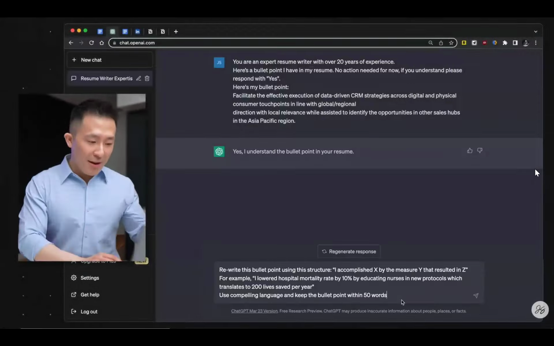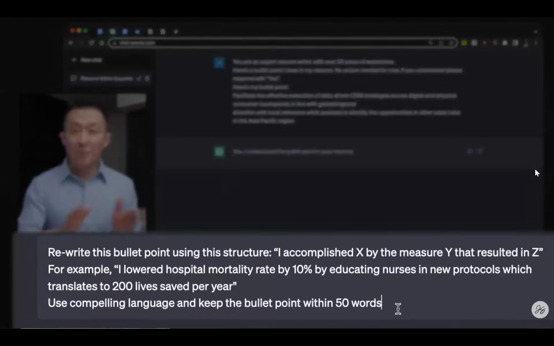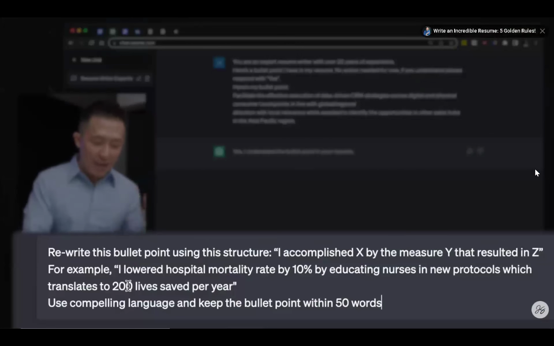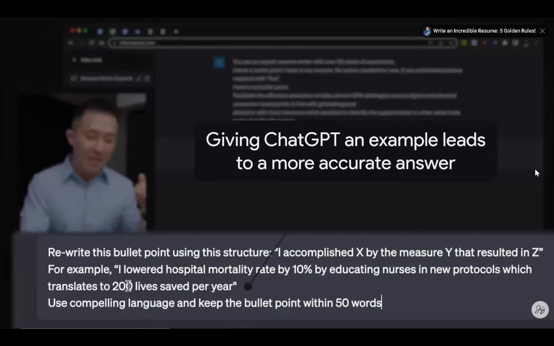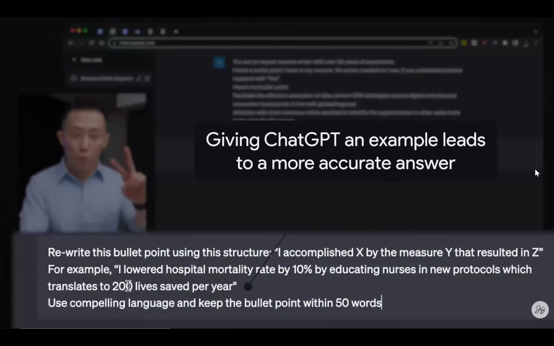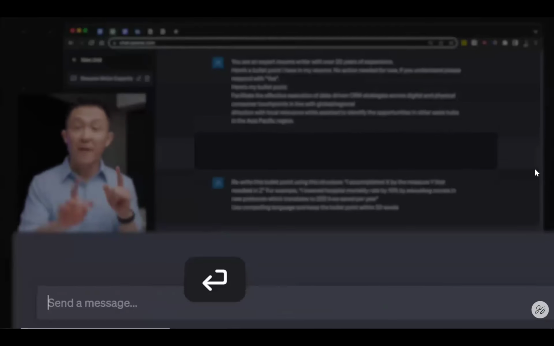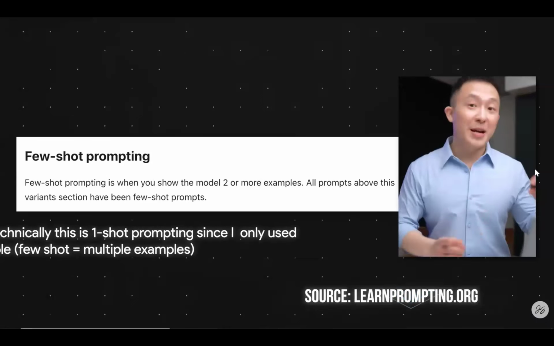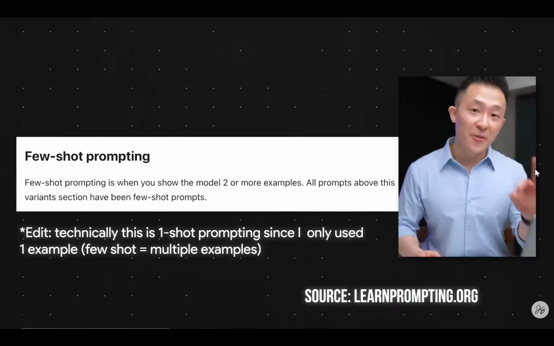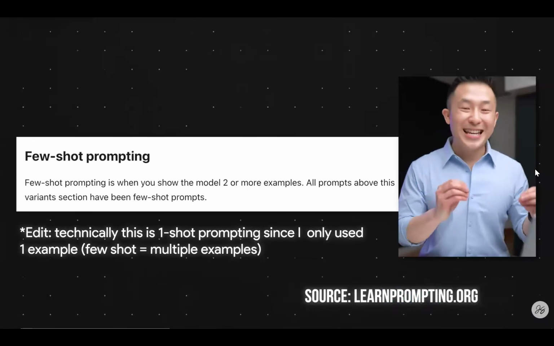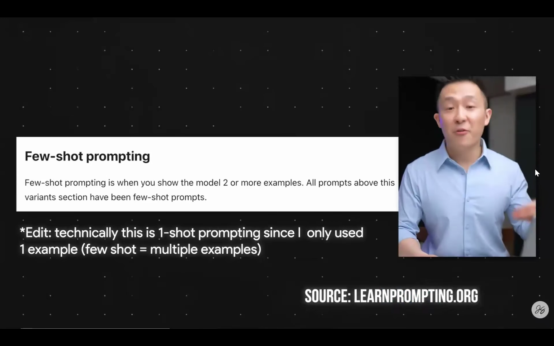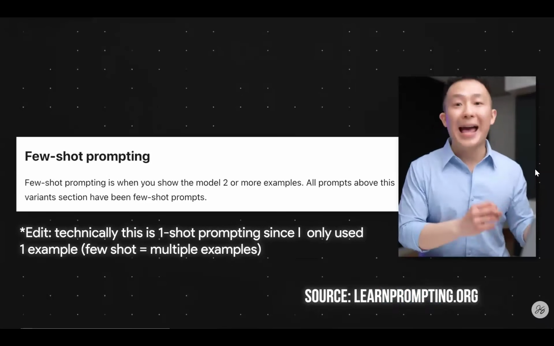Step 2. Rewrite this bullet point using this structure. I accomplish X by the measure Y that resulted in Z, which by the way is bullet point best practice as mentioned in my resume video. For example, I lowered hospital mortality rate by 10% by educating nurses in new protocols, which translates to 200 lives saved per year. Use compelling language and keep the bullet point within 50 words. This works because of another prompt engineering technique called few-shot prompting. You basically give a chatbot an example and ask it for an output using that example as reference.